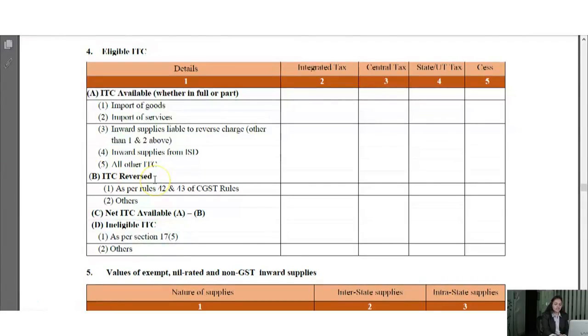Now, in point number B, the user has to specify the amount of ITC reversed in case the user has received any common input, capital good or input service for making both taxable as well as exempt supplies other than the zero rated supplies. Thereafter, the net ITC available would be calculated. Next, in point number D, the user has to specify the ineligible ITC like expenses on life insurance, rent-a-cab, etc. I hope I am clear till now.